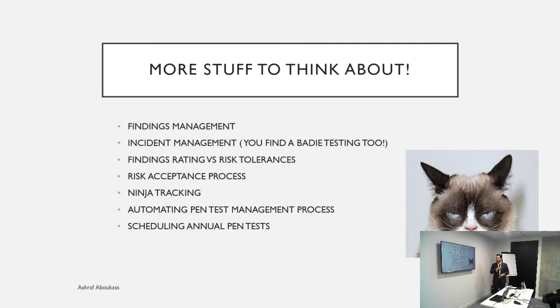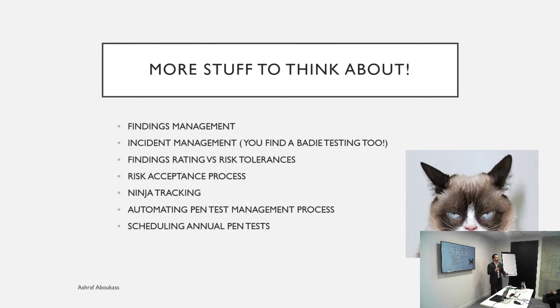Really, really great. Incident management, you want to think about that, how you handle an incident caused by the pen tester, or the pen tester finding another attacker in your network. That does happen as well. Because once you're finding him, you will find somebody else, if you're unlucky. Findings ratings versus risk tolerance, that's also important. Like I said, the criticality rating might differ. Think about your risk acceptance process.